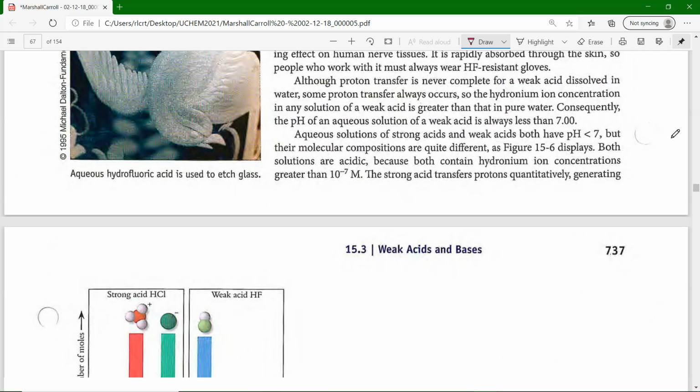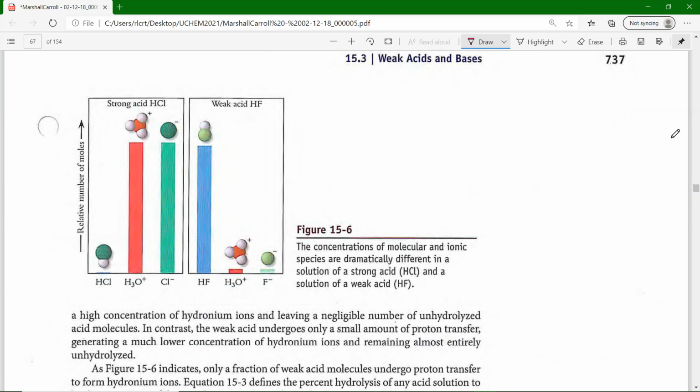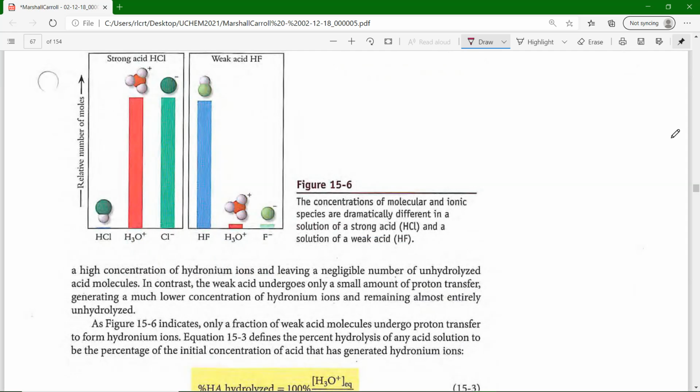Here's a nice picture on page 737 showing for a strong acid like HCl, when you dissolve the HCl, you get the same amount of cation and anion, essentially all of it. For HF, you dissolve the HF, maybe the same initial concentration as the HCl, and at equilibrium you have hardly any of the H3O pluses and F minus. So you see the stark difference between strong acid and weak acid.